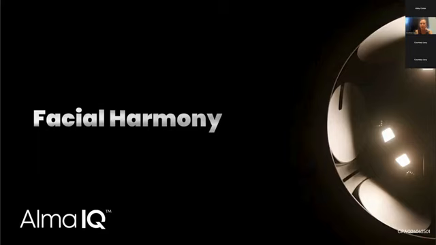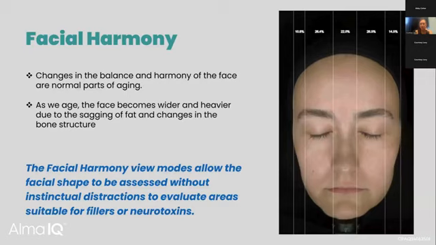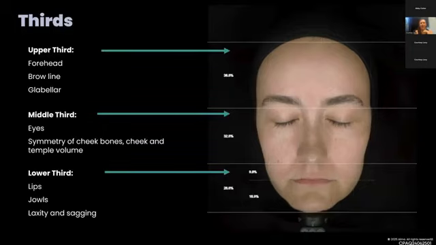So facial harmony is the final mode, and it's really for guiding treatment with fillers. And in this way, we can really analyze the symmetry of the face, areas of sagging that happen with age. And we do this by assessing 3 different angles. So we have thirds of the face. We're dividing the face into horizontal thirds to highlight and to focus our attention on different areas of the face.